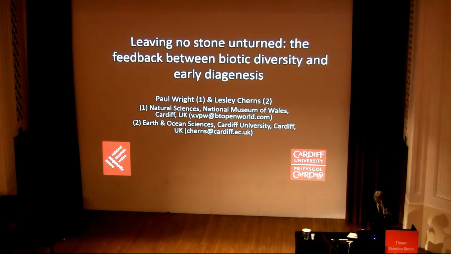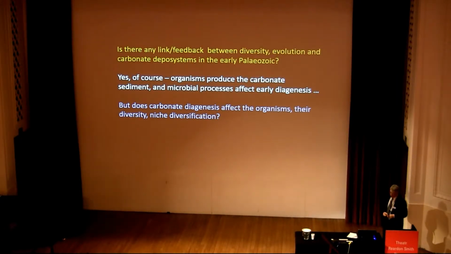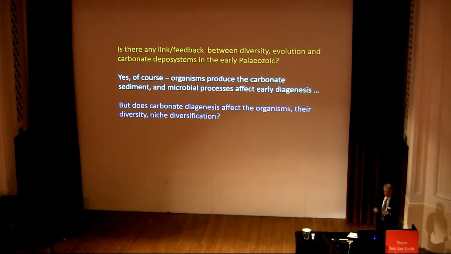So what am I attempting to do today? I want to ask, is there a link, or feedback, between diversity, evolution, and carbonate deposition in the early Paleozoic? Well, the answer is yes, of course, because organisms produce shells. That's going to affect carbonate systems. We know how important microbial processes are in triggering some forms of early diagenesis. So yes, there are links, obviously. But does carbonate diagenesis affect the organisms? Does it affect their diversity and their niche diversification? And that's what we'd like to present today.